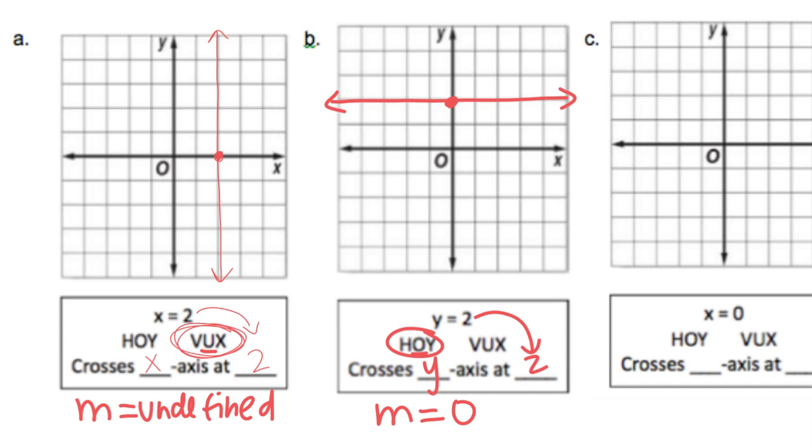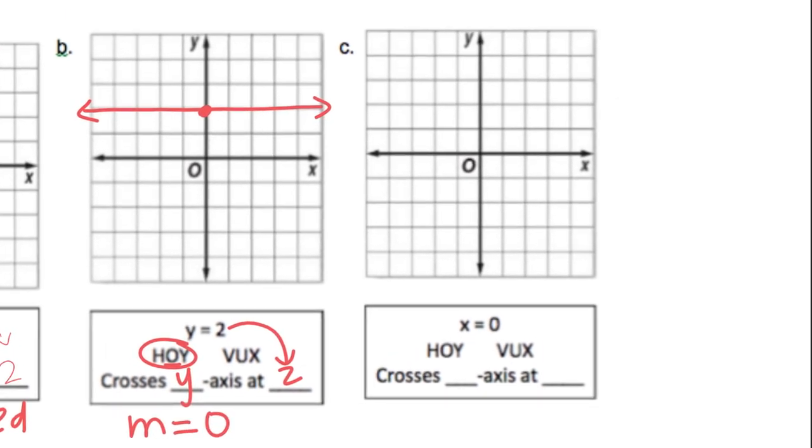All right, let's do another example. Sliding over to C. We have x equals 0. Since it's x, I know that it is VUX. So I'm going to go on the x-axis at 0. So I'm going to go to 0 on the x, and VUX tells me I'm going to make a vertical line straight up and down. With a vertical line, it tells us in VUX that our slope is undefined.